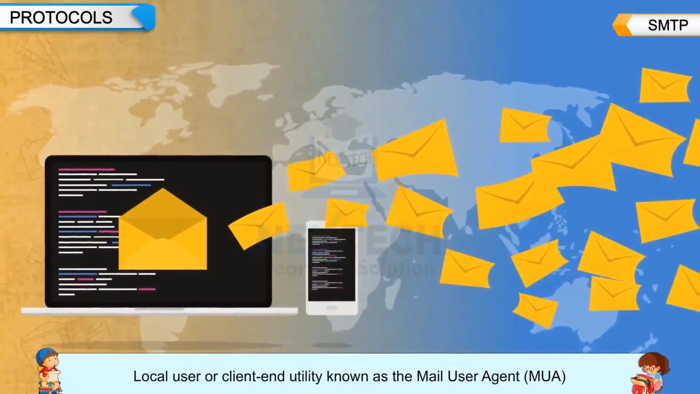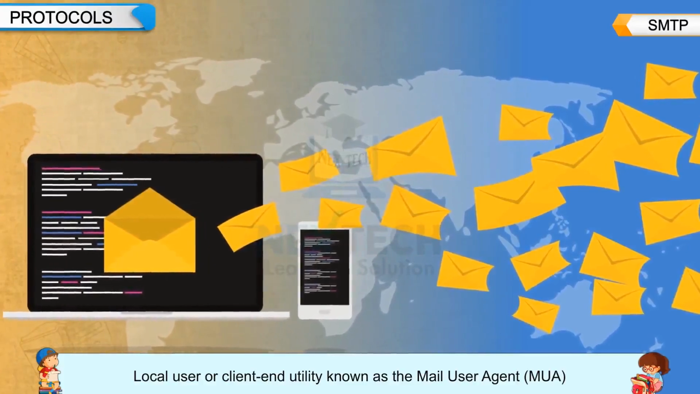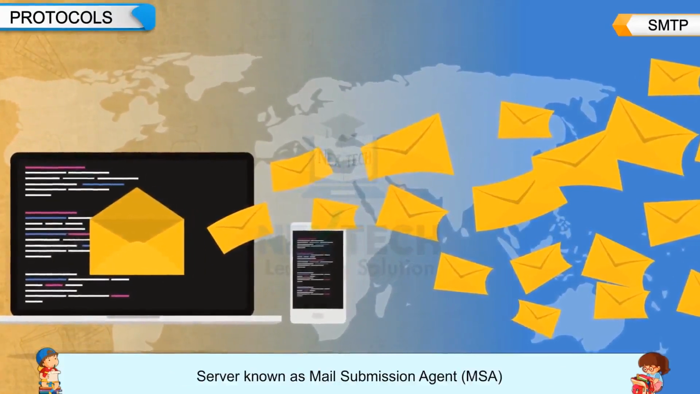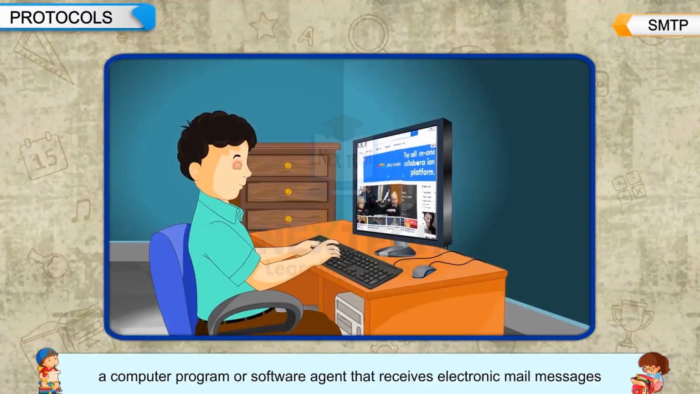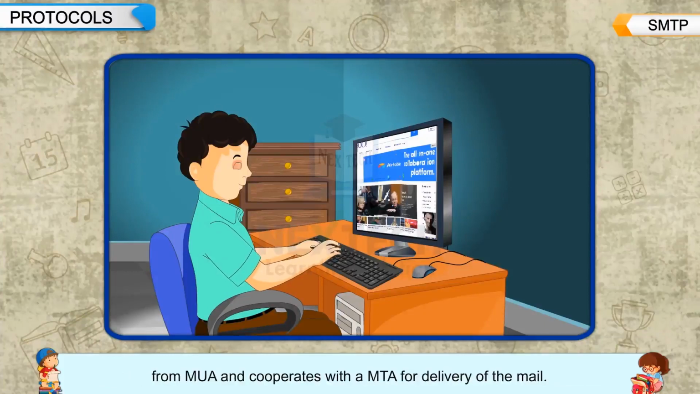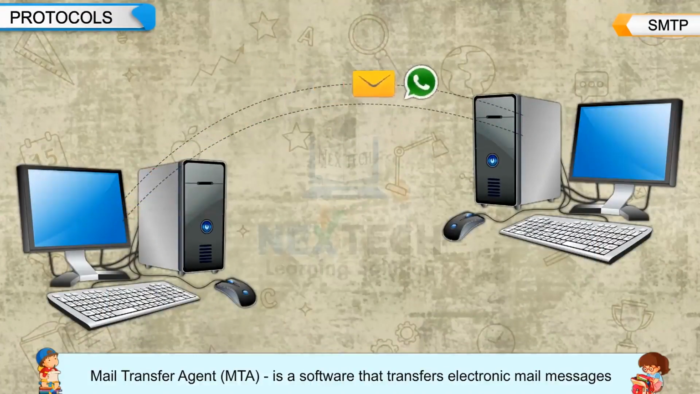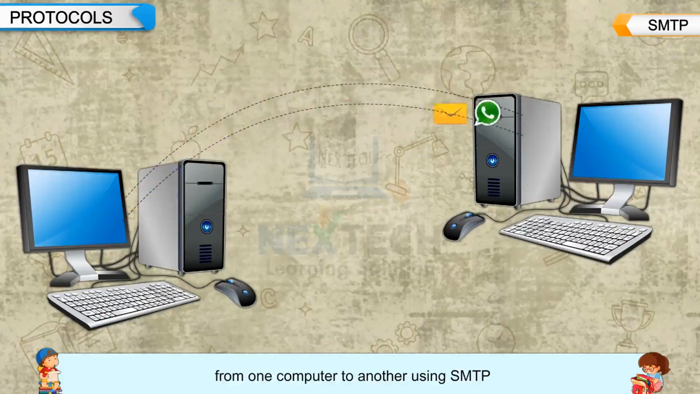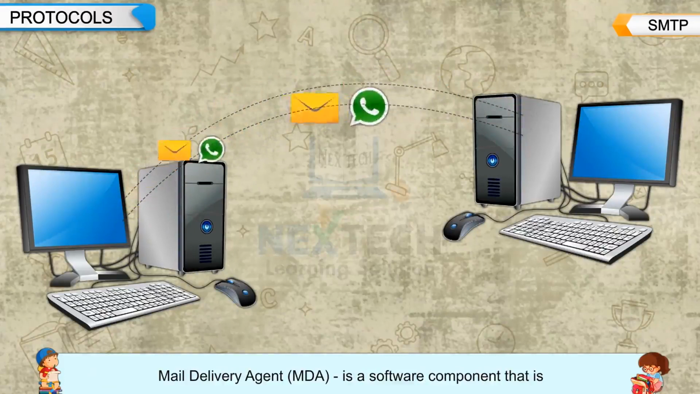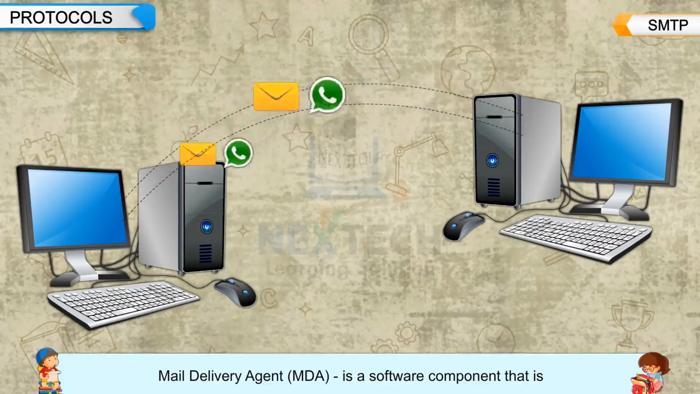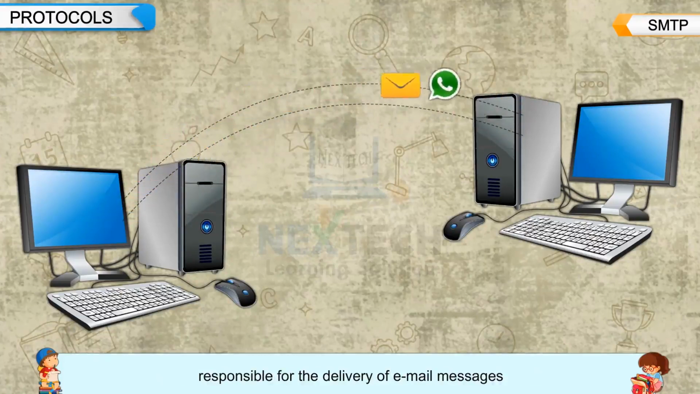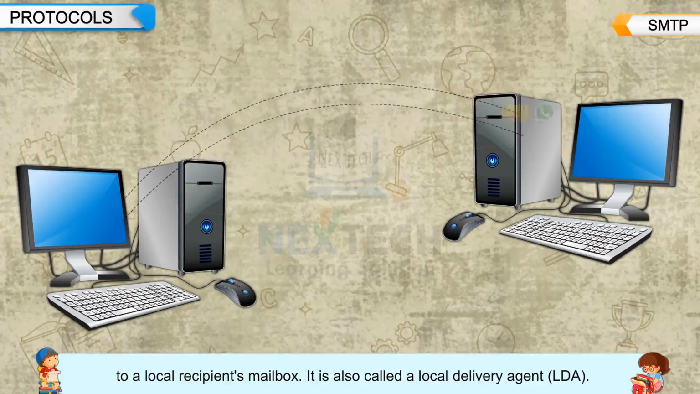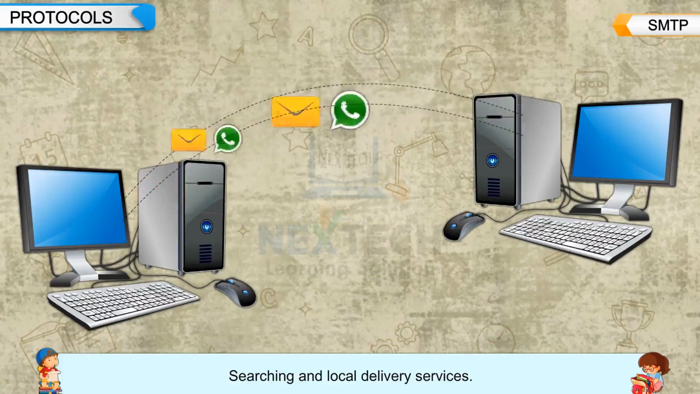Local user or client end utility known as the Mail User Agent, MUA; server known as Mail Submission Agent, MSA, a computer program or software agent that receives electronic mail messages from the MUA and cooperates with the MTA for delivery of the mail. Mail Transfer Agent, MTA, is a software that transfers electronic mail messages from one computer to another using SMTP. Mail Delivery Agent, MDA, is a software component that is responsible for the delivery of email messages to a local recipient's mailbox. It is also called a Local Delivery Agent, LDA. Searching and Local Delivery Services.